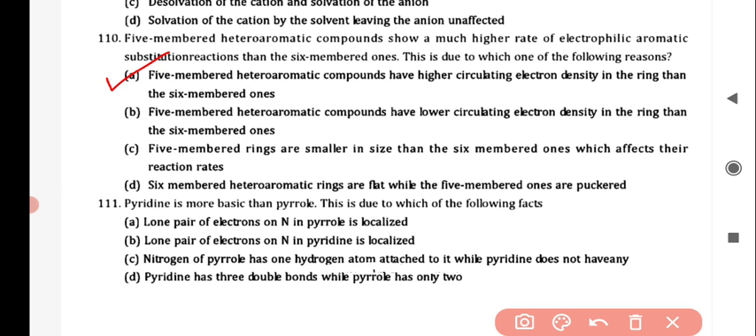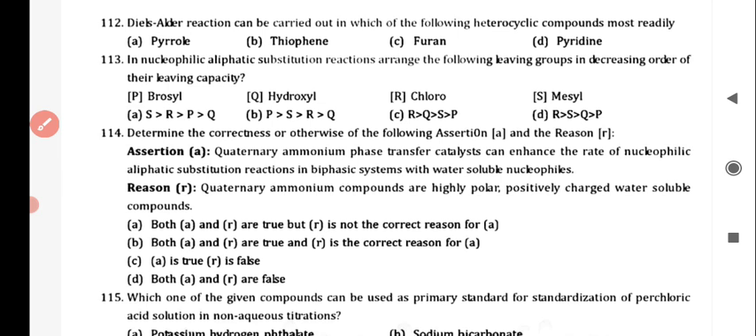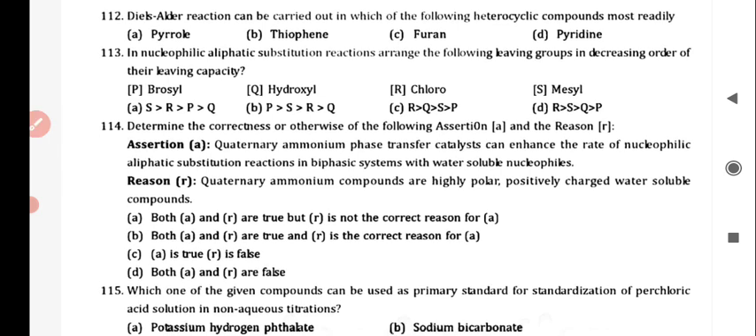The next question: pyridine is more basic than pyrrole. This is due to which of the following? And the correct answer is option B, that is, lone pair on N in pyridine is localized. The next question: Diels-Alder reaction can be carried out in which of the following heterocyclic compounds most readily? And the correct answer is option C, furan.